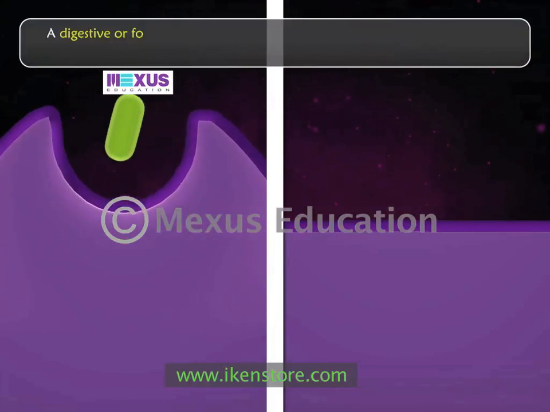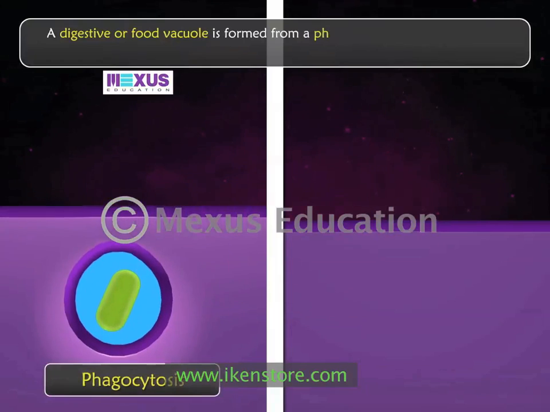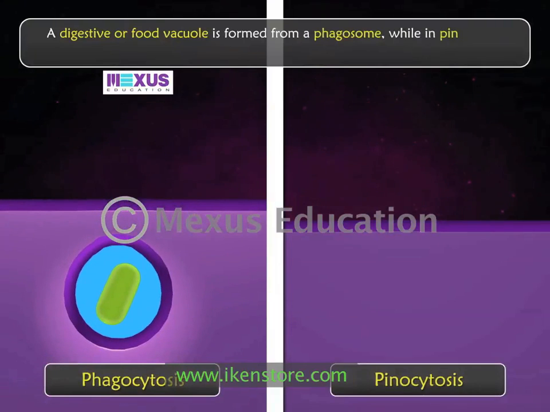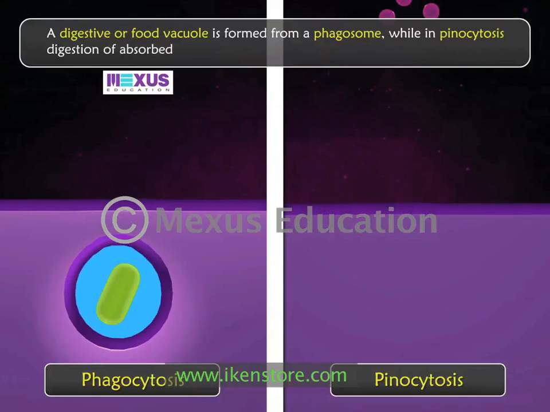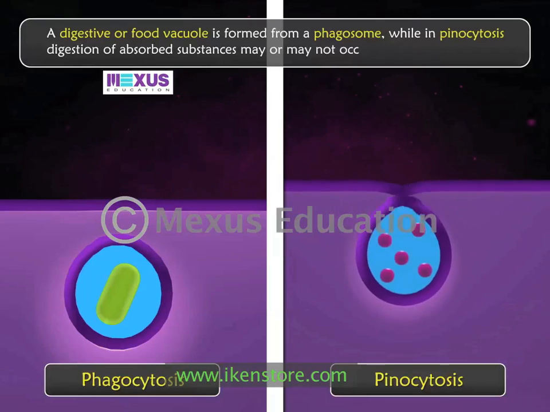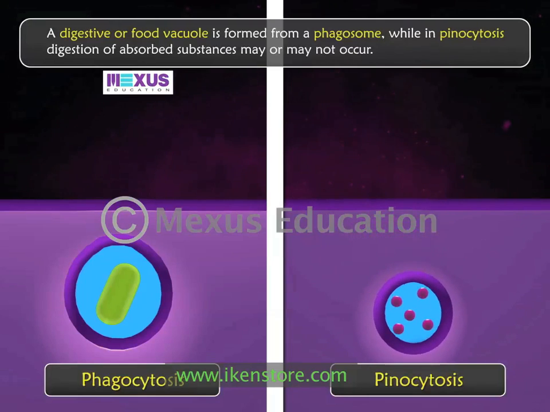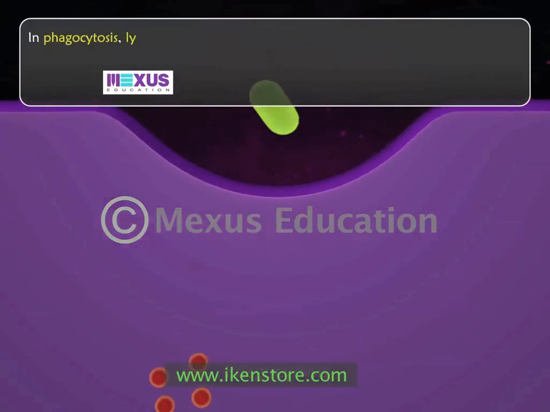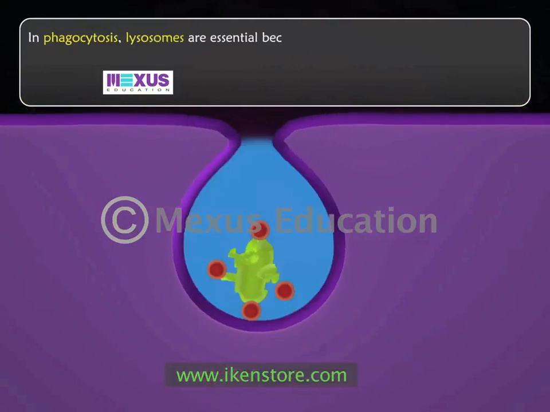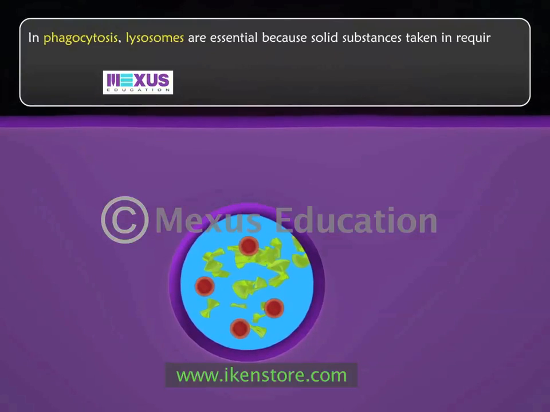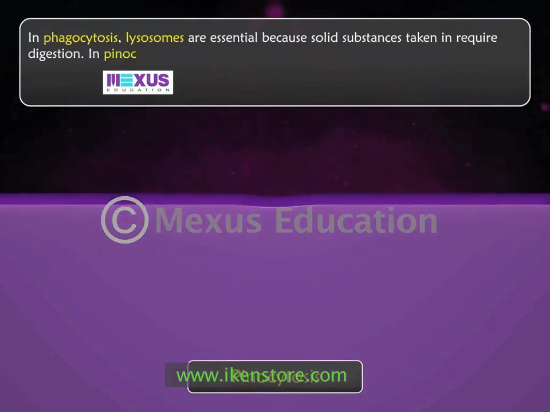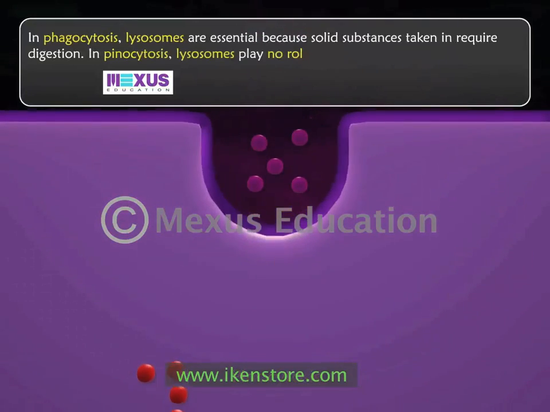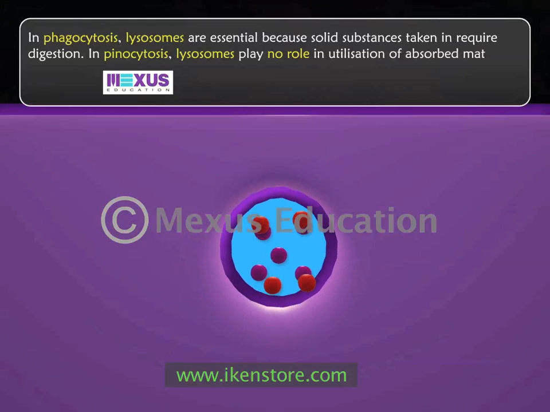A digestive or food vacuole is formed from a phagosome, while in pinocytosis, digestion of absorbed substances may or may not occur, and accordingly, a food vacuole may or may not be formed. In phagocytosis, lysosomes are essential because solid substances taken in require digestion. In pinocytosis, lysosomes play no role in utilization of absorbed materials if digestion is not involved.